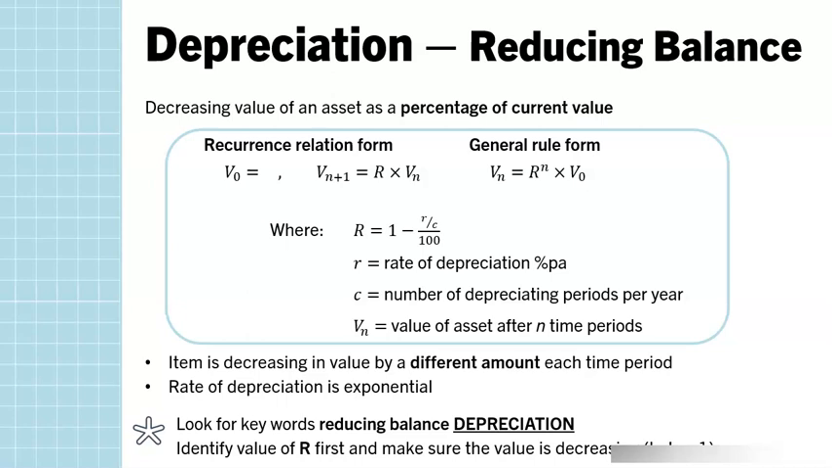So be careful that you are looking for the key phrase or keywords, reducing balance depreciation. And when you are calculating your value of R, your multiplier, we are decaying, so we want a minus: 1 minus the rate. Sometimes we do have depreciating at multiple periods in a year, so monthly or quarterly, but generally speaking we are just doing annual, but just remember you may need to adjust that rate.